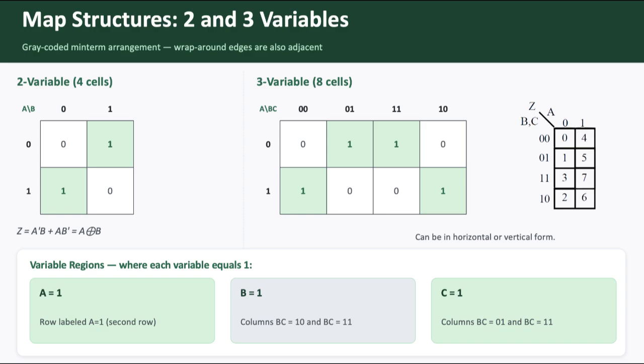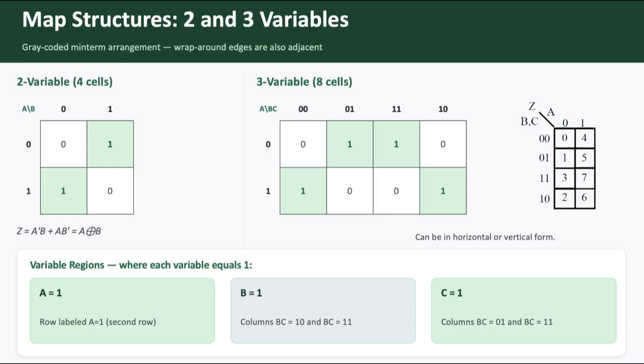The vertical form is used in some textbooks and is A across the top and BC down the side. At the bottom of this slide, I've summarized where each variable equals 1 in the 3-variable map. A equals 1 occupies the second row, B equals 1 occupies the 2 rightmost columns, BC equals 1, 0, and BC equals 1, 1. C equals 1 occupies the middle two columns, BC equals 0, 1, and BC equals 1, 1.